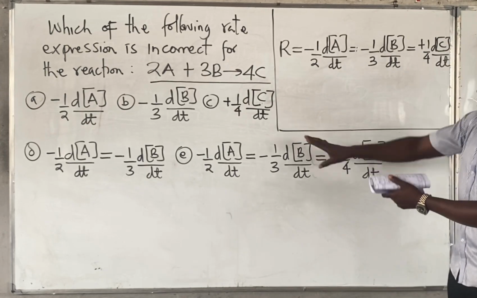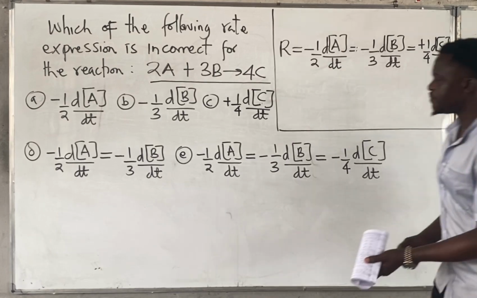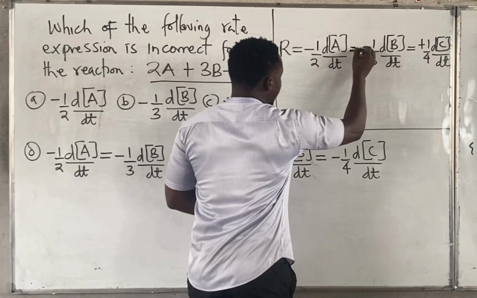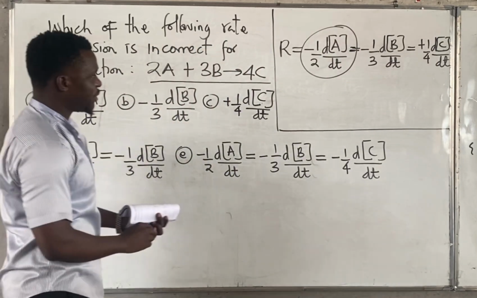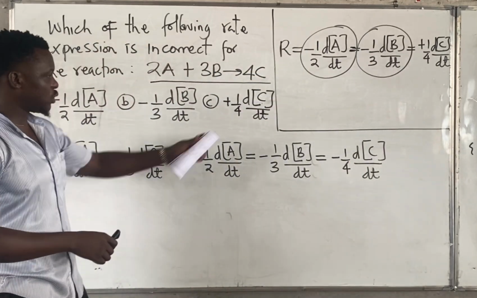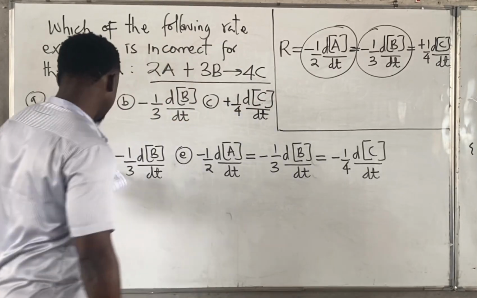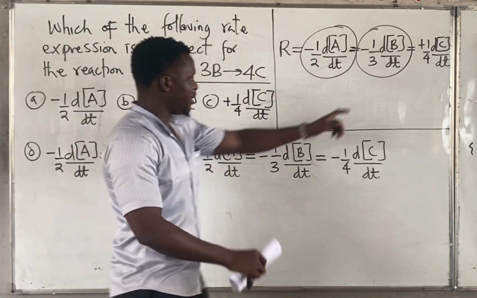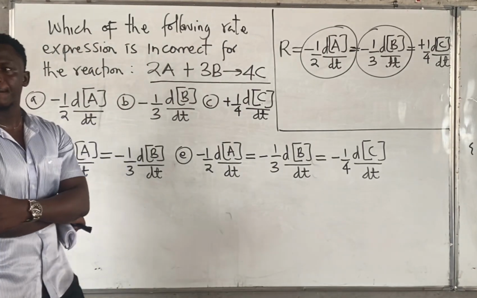Now, what are we going to be looking out for? Anything that does not correspond to what we have here. First, option A is correct because option A is everything here. Can you see that? Option B is correct because option B is everything here. Option C is also correct because that is what we have here. Option D is also correct because minus 1 over 2A is equal to minus 1 over 3B, which is what we have. However, option E is wrong.